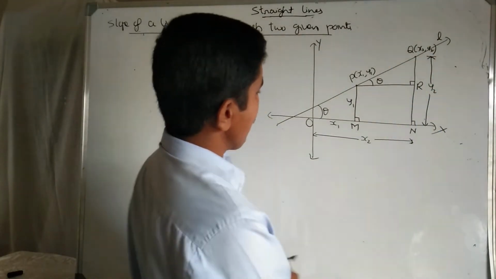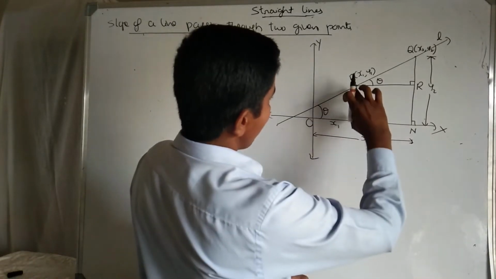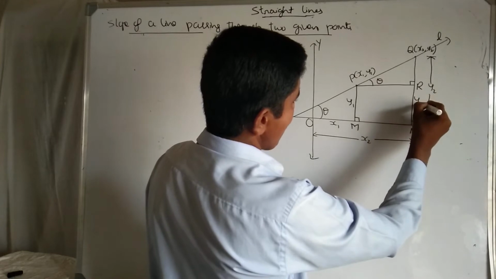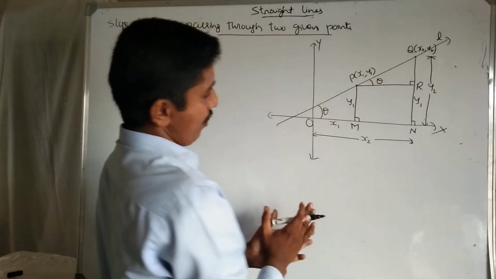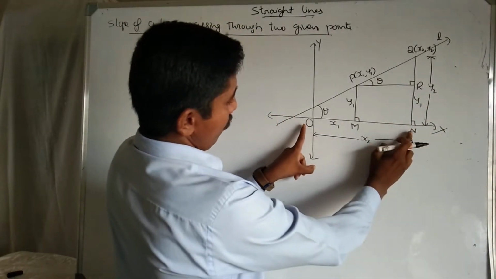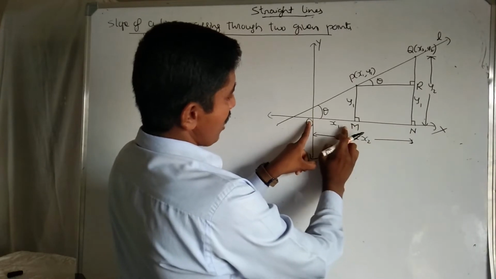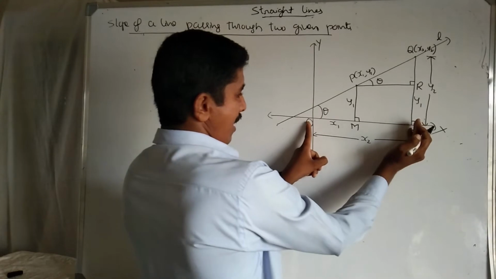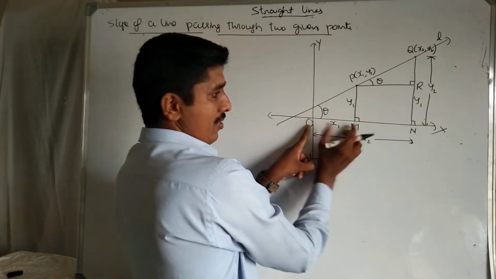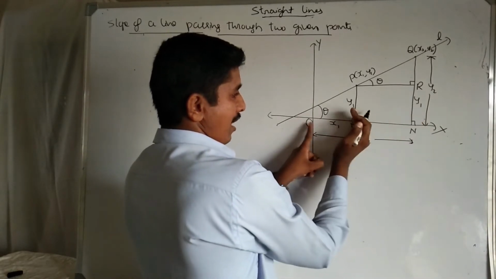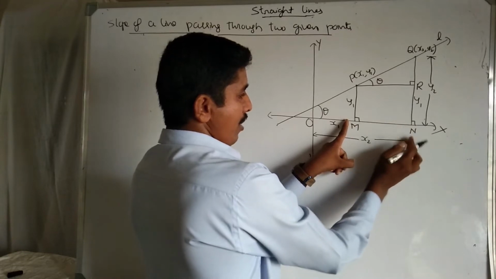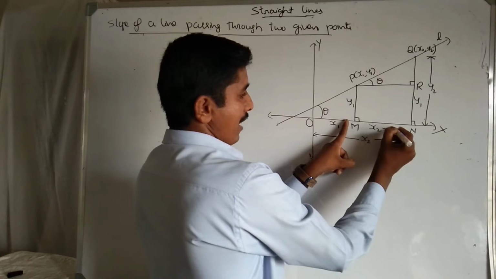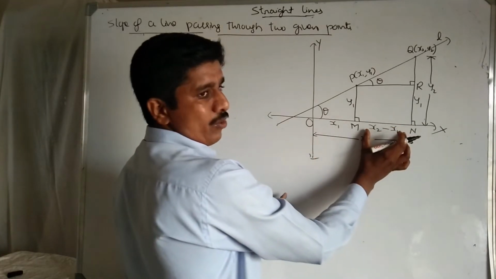Got it, yes. Now, from the figure, PM equal to y1 means here RN is also y1. Both distances are the same. Correct. Now, here ON length is x2, OM length is x1, then what about MN? MN equals this total length minus this length. Got it. MN equals the total length x2 minus the OM length x1. So x2 minus x1 is the MN length.